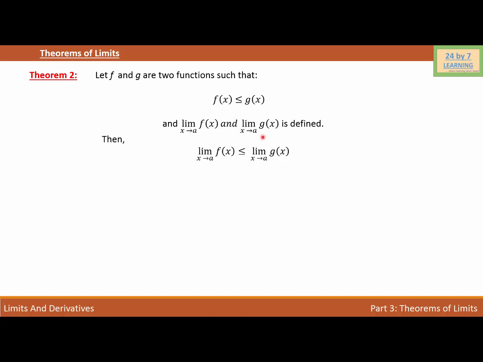Now let's consider our next theorem. Theorem 3. Limit x tends to 0, sine x over x is equal to 1. Now let's consider theorem 4. Theorem 4. Limit x tends to 0, (1 minus cosine x) over x is equal to 0.